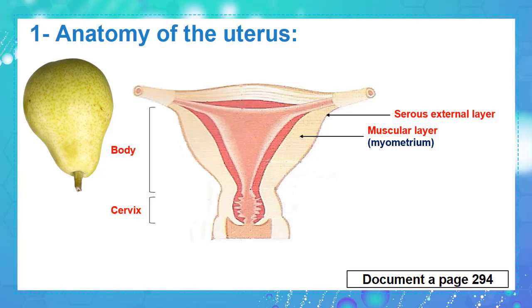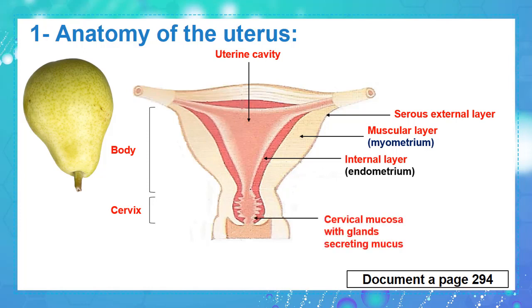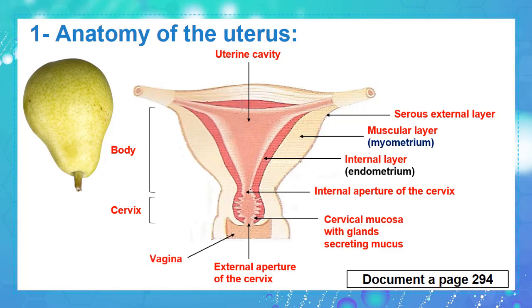The internal layer called endometrium is richly vascularized and thus ensures nutrition for the embryo in case of pregnancy. Those three layers make the uterine wall that surrounds an empty chamber known as the uterine cavity. The cervix in turn is formed of cervical mucosa with glands secreting mucus. It connects to the uterus through the internal aperture and ends with an external aperture towards the vagina.